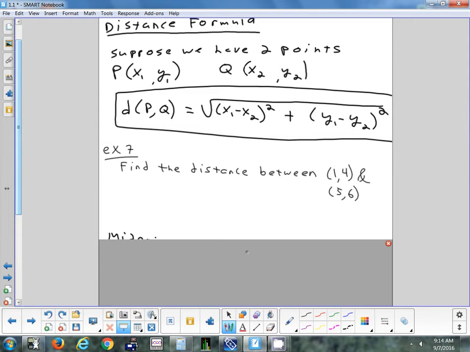Okay, so to find the distance between those 2 points, just fill into my formula. x1 is 1. x2 is 5. y1 is 4. And y2 is 6. And I'll leave doing the arithmetic out for you guys. But that's all you do.